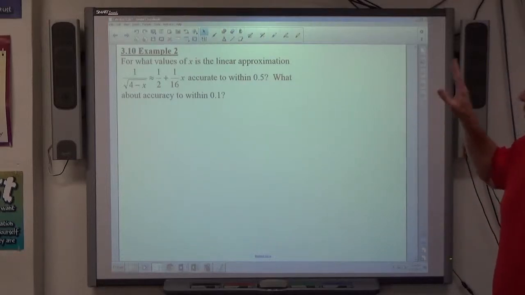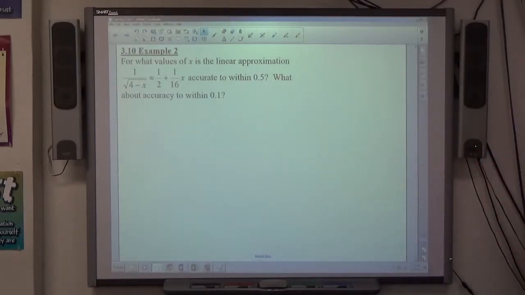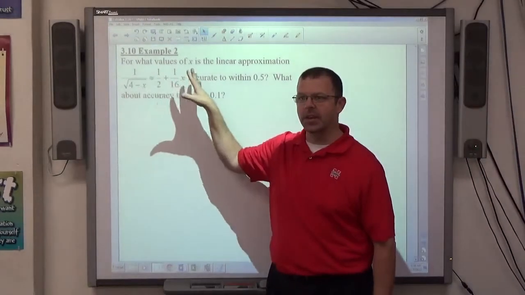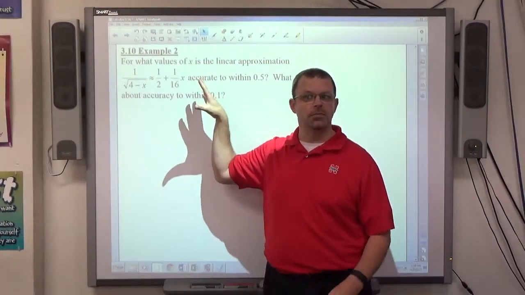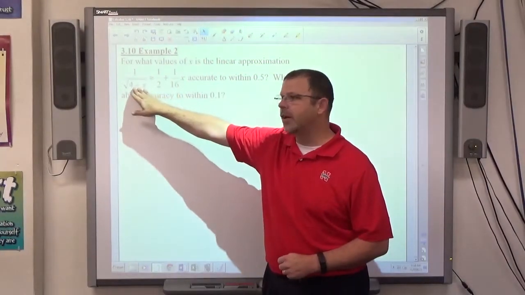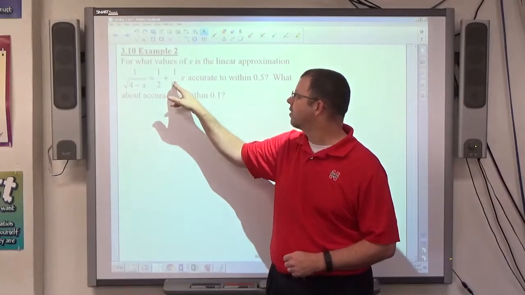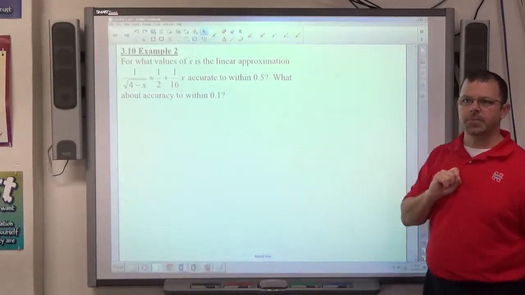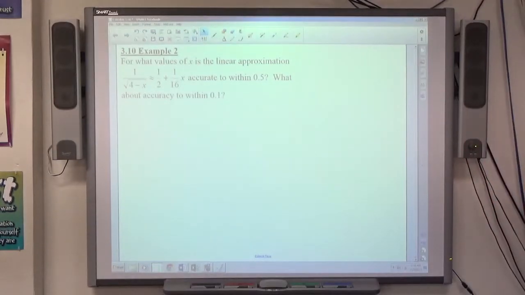Okay, example 2. You'll notice that this is exactly what we just did in example 1. It's the same function. The function is approximately equal to this line. That's a linearization. That's how you write out a linearization. So the function we linearized is approximately equal to this, but we want it accurate to within 0.1. Okay, here's how we do that.